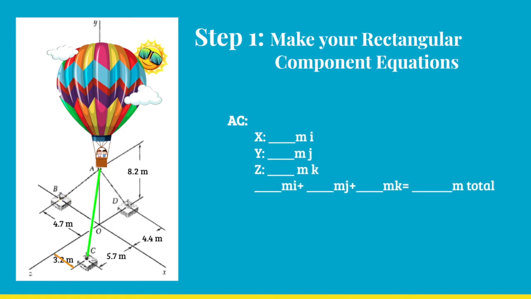Now, we need to make the rectangular coordinates of cable AC. Looking at the orange line, we can see that the cable goes to the right of the origin 3.2 meters. Therefore, the X component is a positive 3.2 meters.